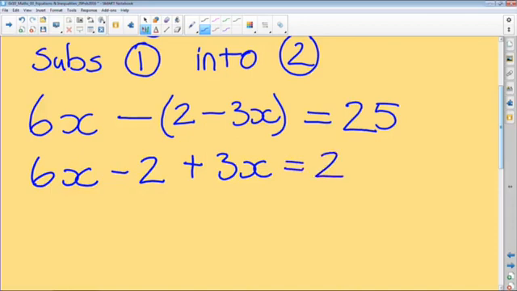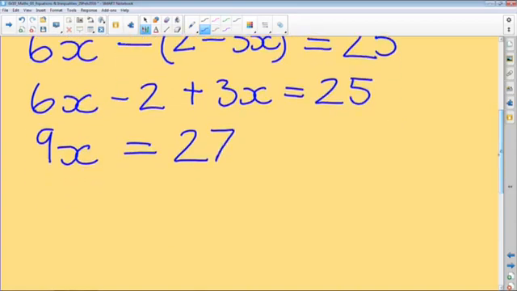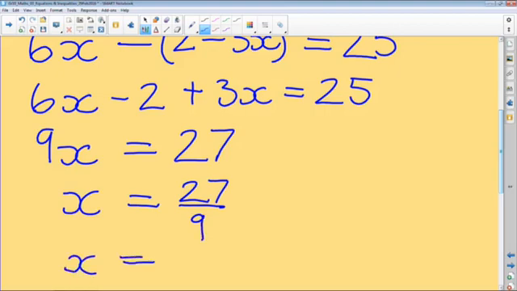It is a linear equation, which means I need to have all of my x's on one side and all of my numbers on the other side. I'm skipping a few steps here, but you are all old enough and ugly enough to do it as well. Giving me an answer of 27 divided by 9, which means that x is equals to 3.